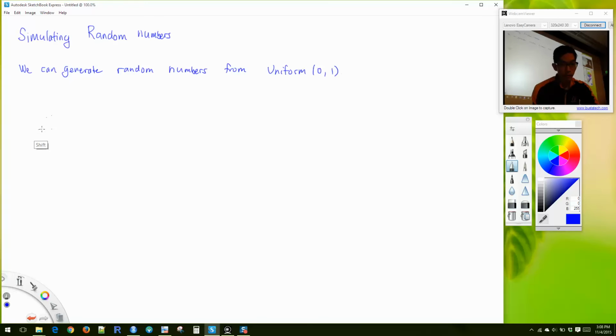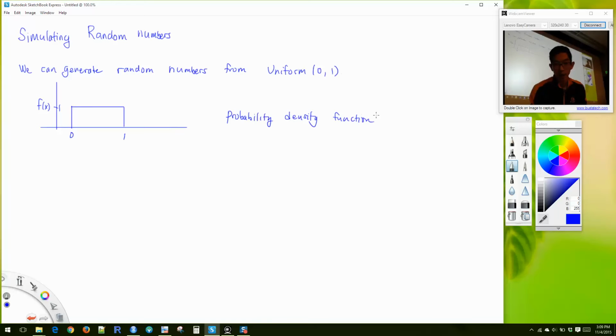Effectively, we have the interval from zero to one, and our density will have a height of 1, because this is our probability density function. So our PDF will be f of x equal to 1 for 0 less than or equal to x less than or equal to 1, 0 otherwise.